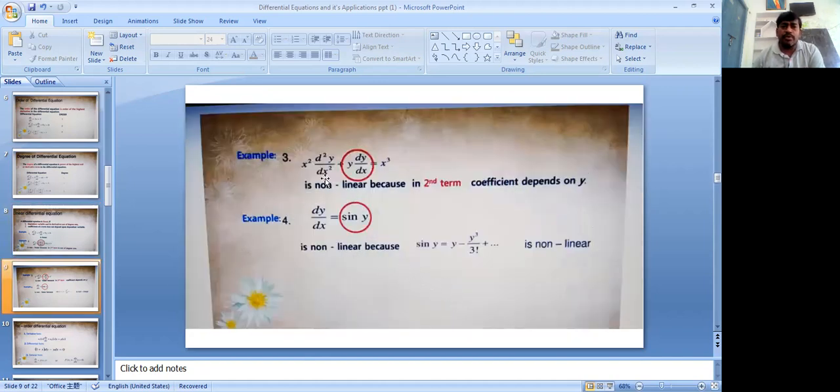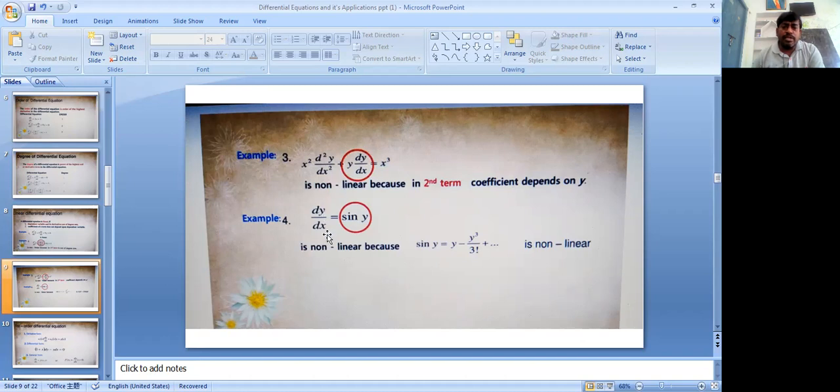Next, one more example: x² d²y/dx² + y dy/dx = x³. Here the dependent variable is y. But the coefficient must not depend on the dependent variable, whereas here a coefficient is y, the dependent variable. So automatically, this is not linear. Particularly the second term, whose coefficient depends on y.